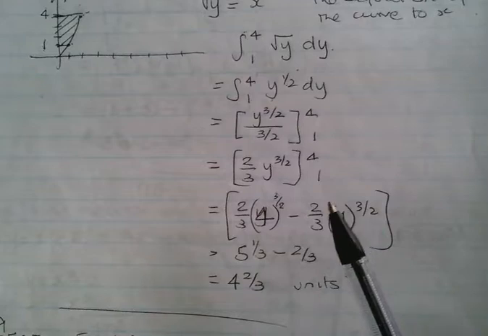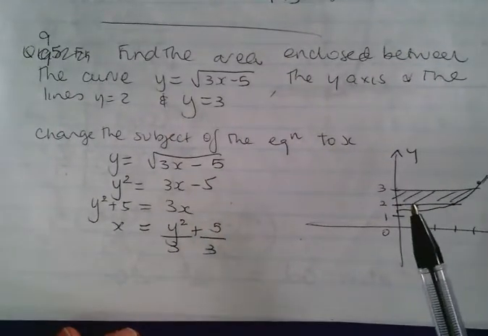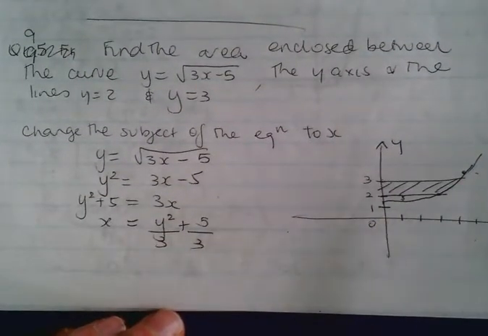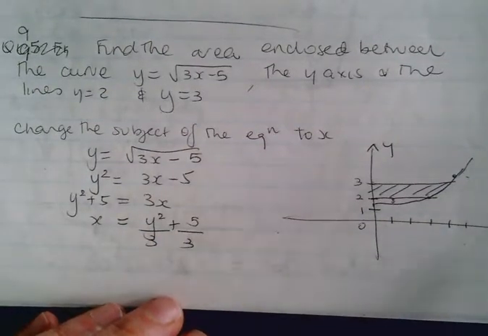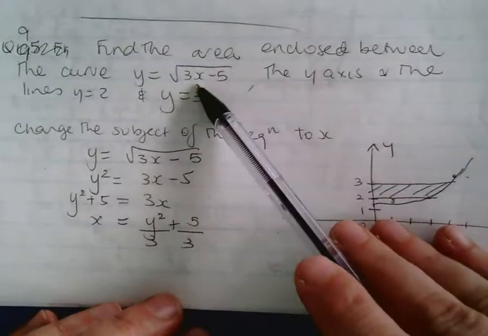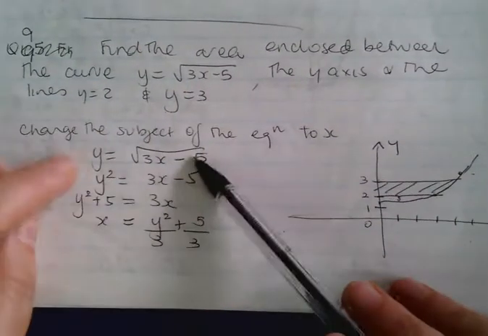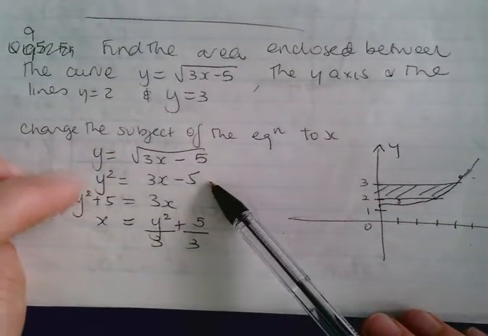Okay, now, looking at the next one, there is no way, look at it, y equals square root of 3x minus 5. I have to integrate it, and I need the area enclosed by the y-axis and the lines y equals 2 and 3. Well, you know what? I know that that is a part of a parabola. How do I know? Let's say you start with that. If you square both sides, you get y squared is 3x minus 5.